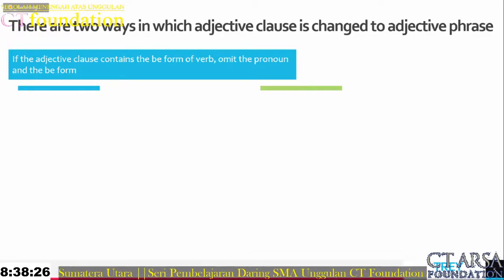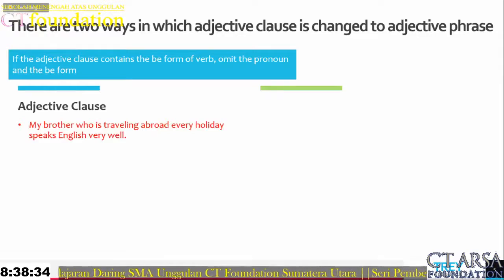You got it? Okay, here is an example. This is the adjective clause. My brother who is traveling abroad every holiday speaks English very well. Which is the relative pronoun here? Who, sir. That's right. Do you find be there? What is the be there? Is. Is correct. That's correct. Okay, so we're going to have a look later at how to change it.